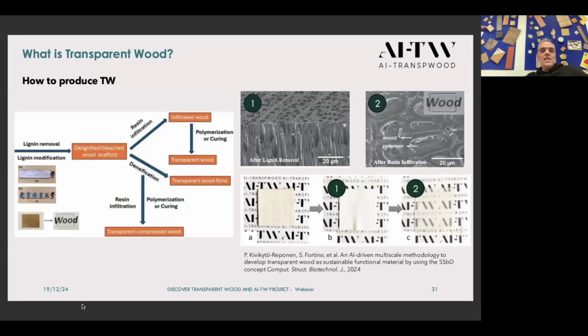There's a second possibility. Instead of removing the lignin, you can keep almost all the lignin inside, and you just use a particular chemistry to remove the chromophores from the lignin. The chromophores are responsible for the color and for the opaque character of wood. You get a material that can be compressed, and you get some transparent wood films, or you can infiltrate some resin, and then you get some transparent compressed wood.